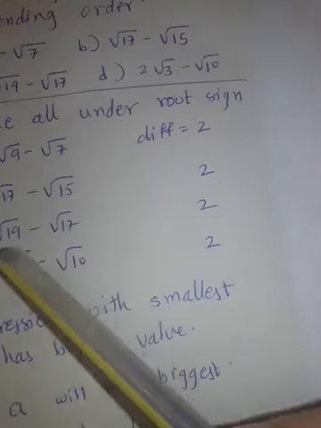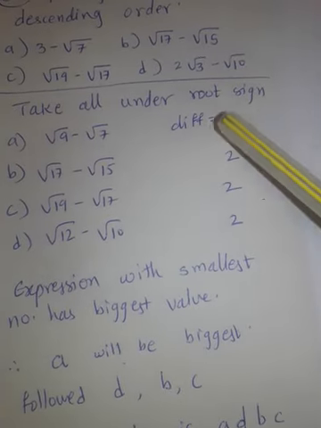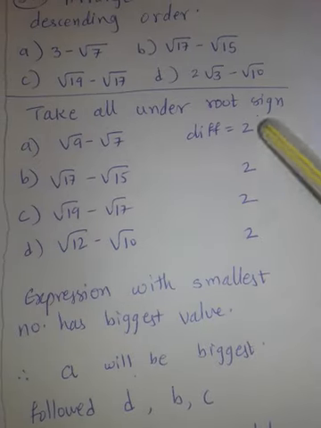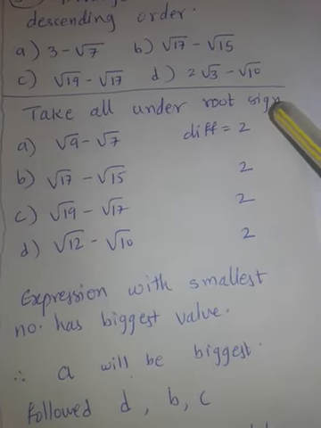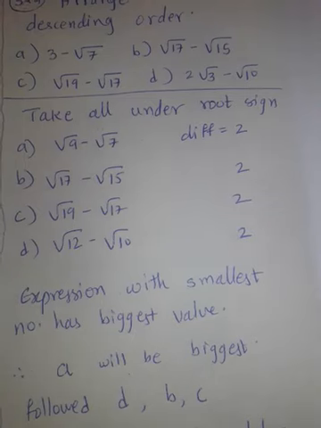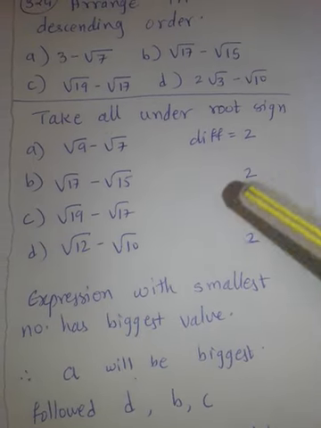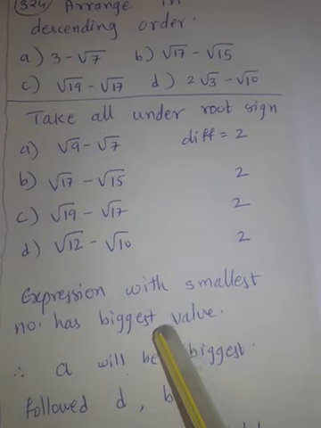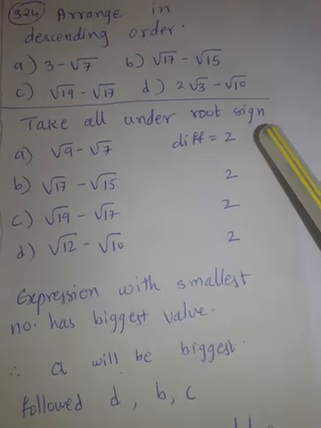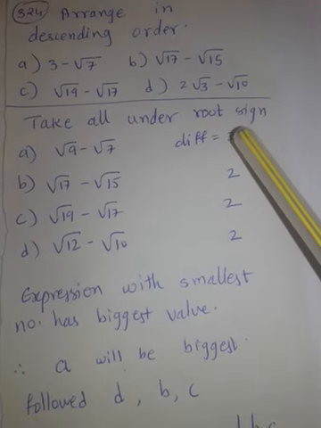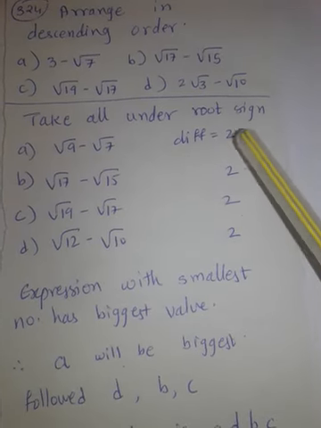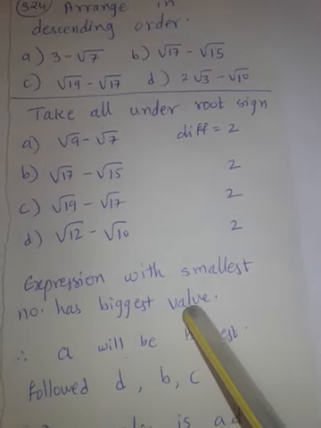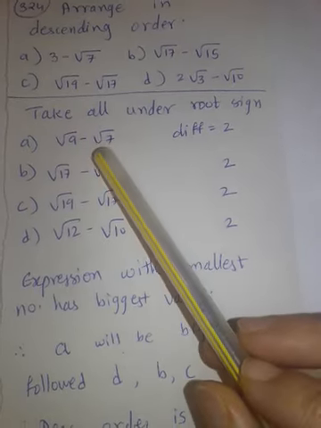So this line is true when the difference is positive. And generally they will give you positive only. Itna koi khadus rahega, aisa lagta nahi hai mujhe. But I am just telling you, just in case, agar negative hai to, expression with smallest number has smallest value. Ye yaad rakho, ulta ho jayega phir. Please remember this. So generally difference will be positive only. Whenever this difference is same, expression with smallest number has biggest value. Ye yaad rakhna.